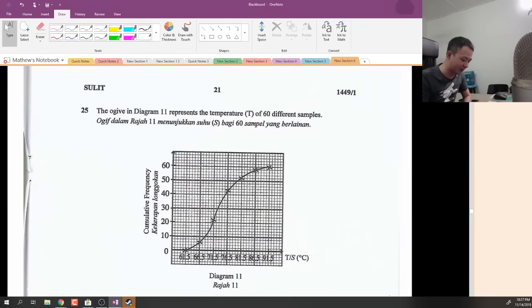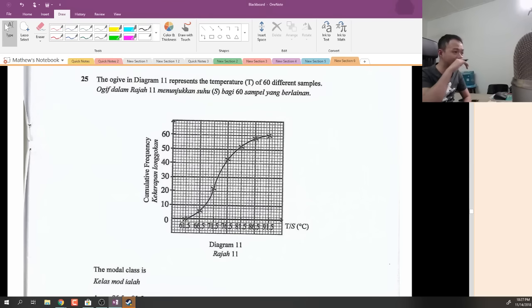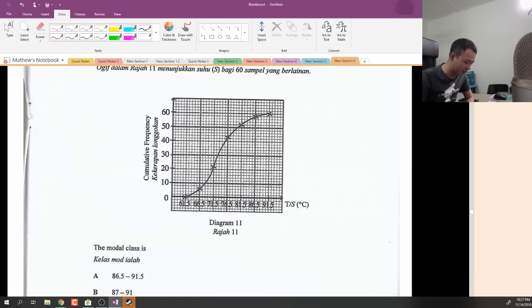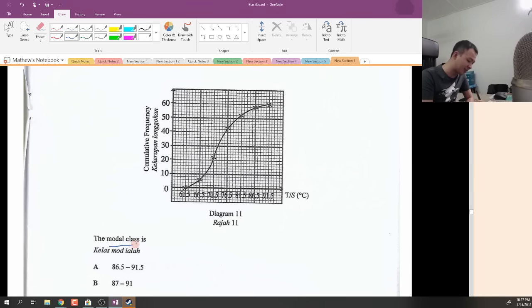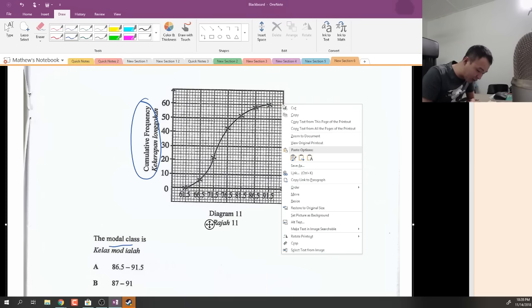Okay, zoom out a little bit. The ogive in the diagram represents the temperature T of 60 different samples. They ask about the modal class. But this is cumulative frequency, and in an ogive the points are upper boundaries. So how to find the biggest frequency? Normally I look at the gap between two points. Like this one, the gap is just 1 unit, and 1 unit actually represents 2.